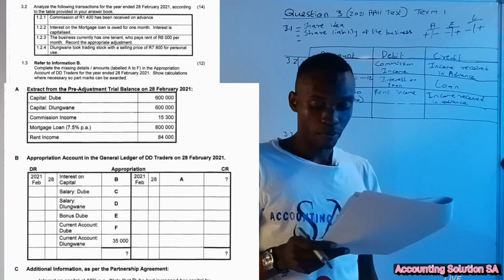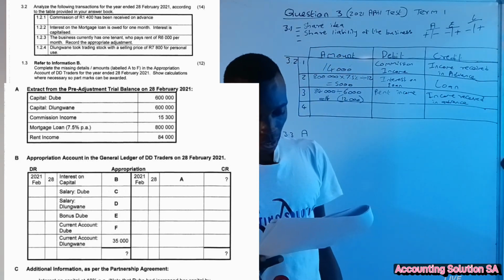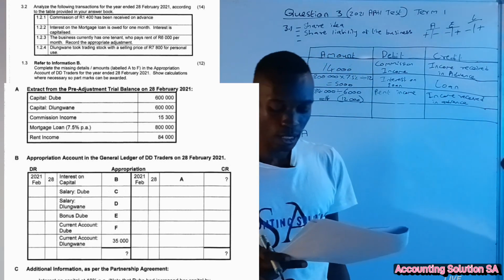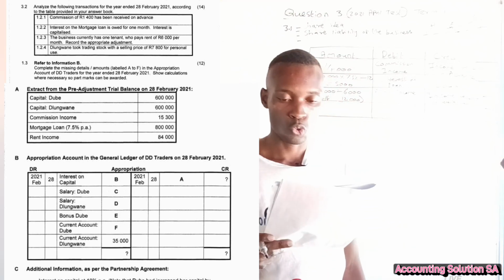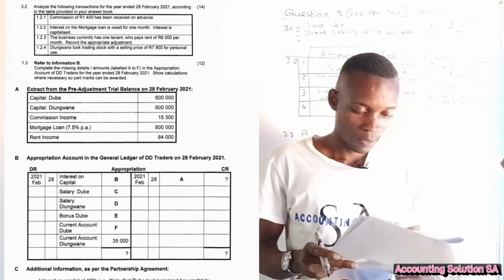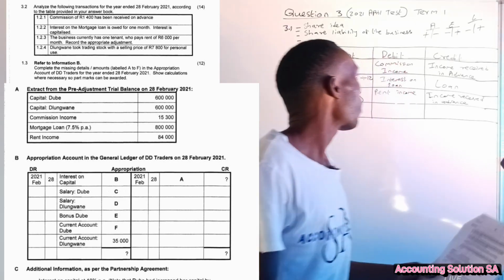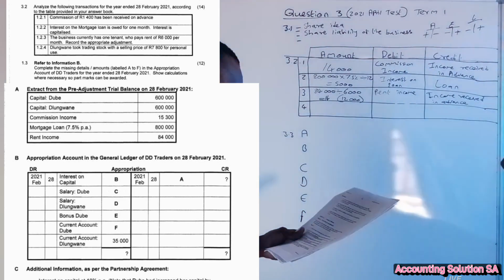Okay, so 1.2.4, before we go to appropriate account, let's do this one. They said Klungwane took trading stock with the selling price of 7,800 for personal use. All right, now we have to record these drawings. How are we going to record these drawings? Very simple.